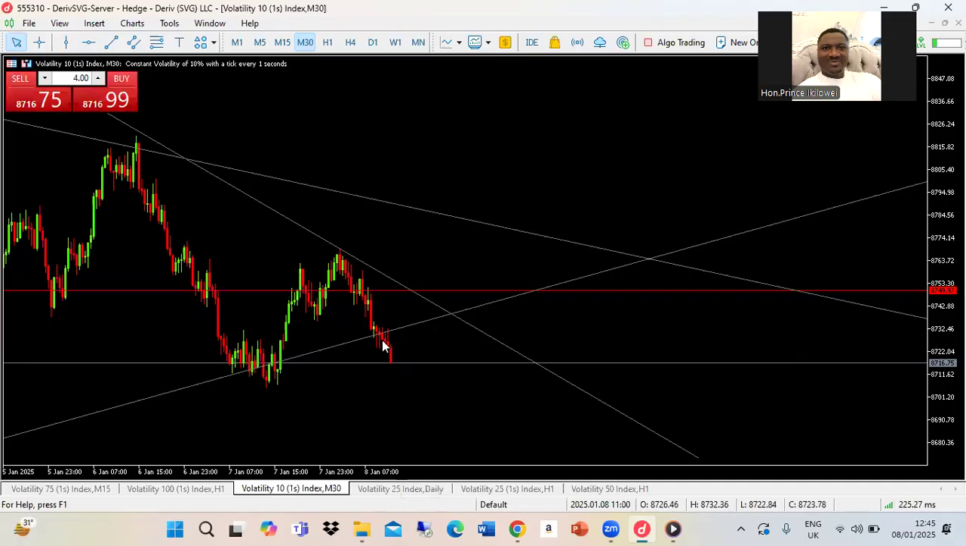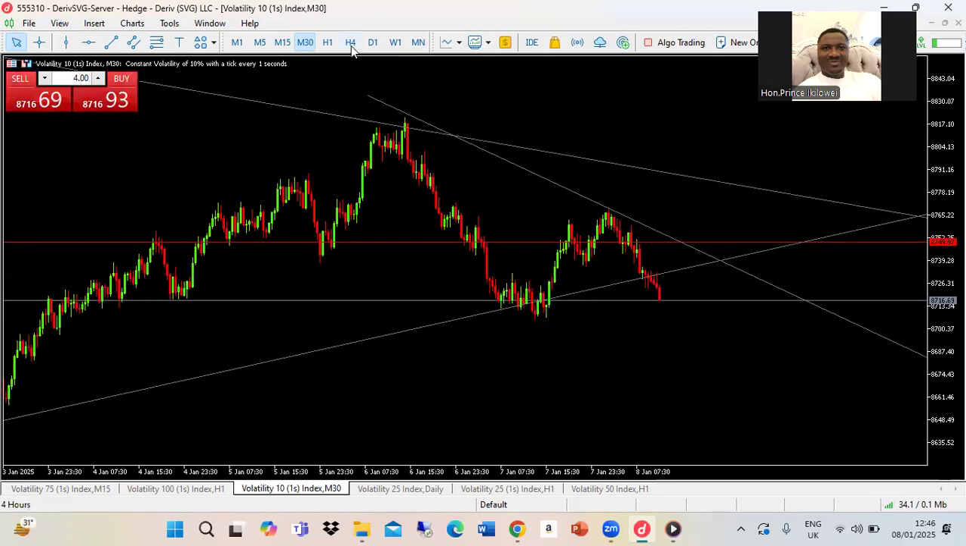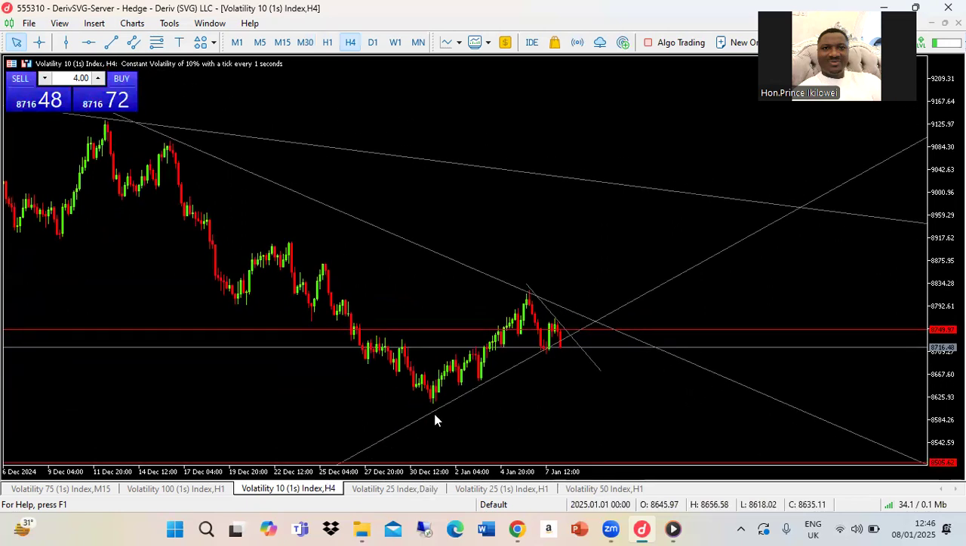We've already missed the entry. This would have been a very good entry here. Just enter with a good lot size. It will drive down and you collect the money, even if you want to collect it sharp. All right. Or you hold it. Even if you hold the market here with a good lot size, put a stop loss here.